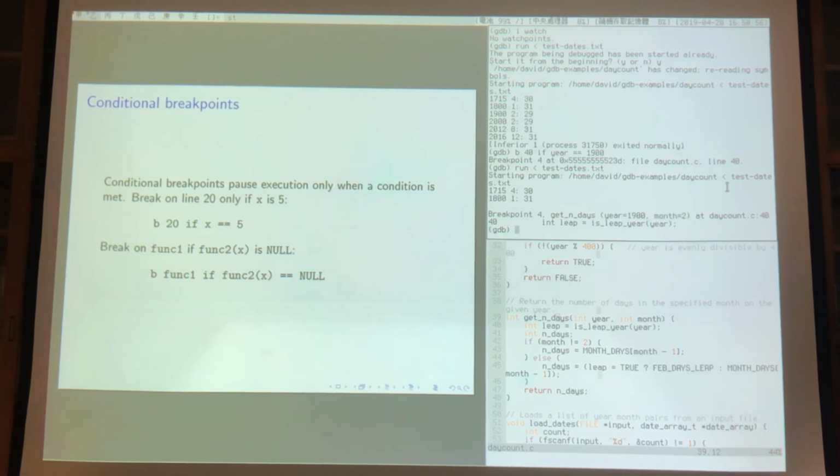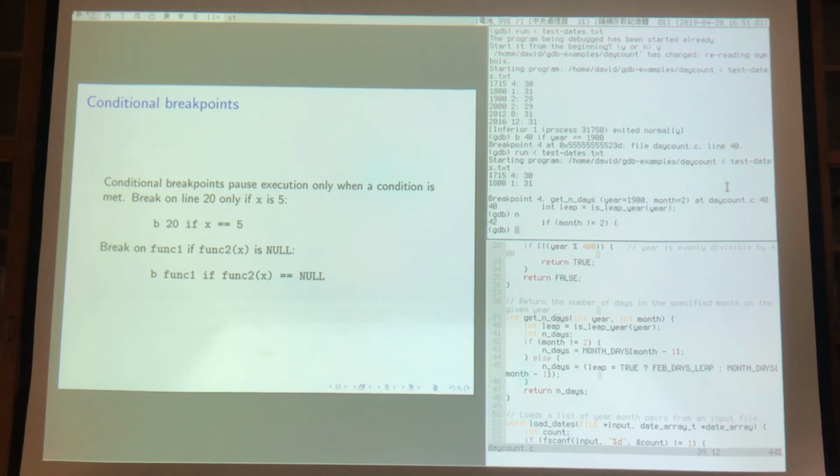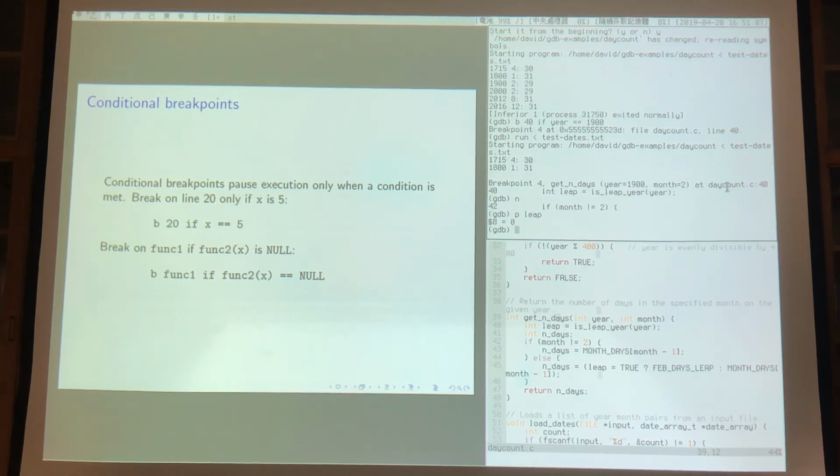So let's go step by step through this and see what's working and what's not. So first of all, we're calling the isLeapYear function. So let's type n to go to the next line, and now let's type p leap to see if we got a leap year. And as you can see, leap is 0. So that means that our isLeapYear function is doing its job. And in this case, that's not the source of our error. So let's keep going.